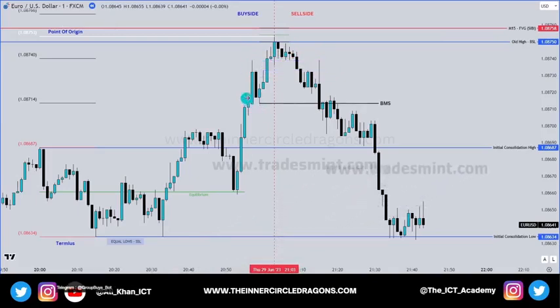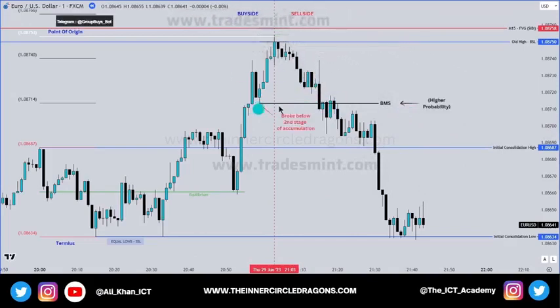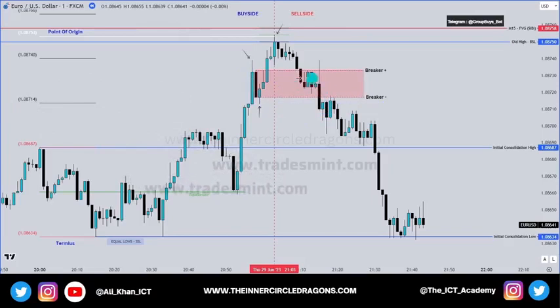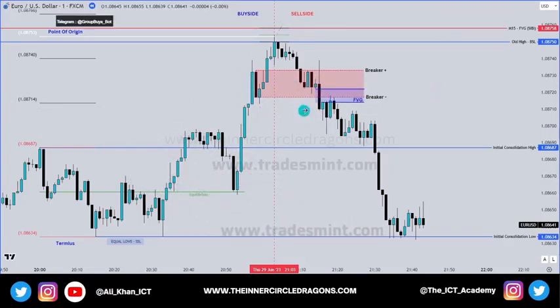We now have a breaking structure below this swing low with a down close, with a fair value gap that has been left inside the leg that broke structure. This would have been a higher probability breaking structure, since we broke below the second stage of accumulation. We have swept sell side liquidity below this low, and then price has returned back up into this down close candle, which is our breaker. Inside of that breaker, we have this fair value gap in the form of this sell side imbalance. You can see how price has traveled higher inside of the fair value gap, rejecting from the consequent encroachment area and touching the discount end of the breaker.